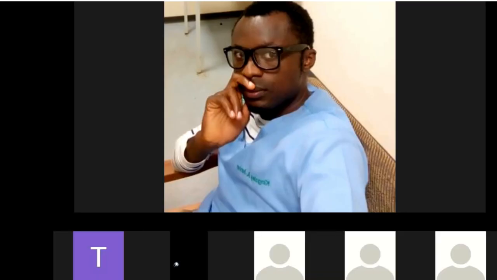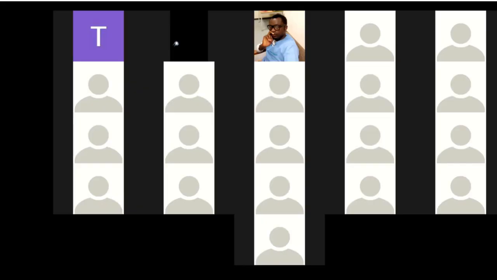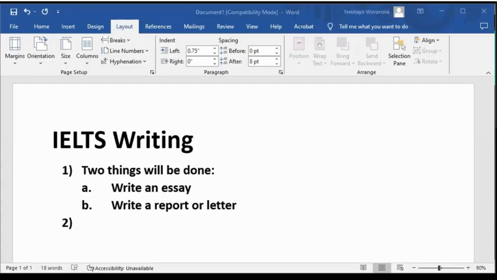So whether you are taking IELTS academic or general, you should expect to see an essay question. You are going to be required to write an essay. Now, the minimum length of your essay is 250 words. Your essay should not be less than 250 words. And your report or your letter should not be less than 150 words.